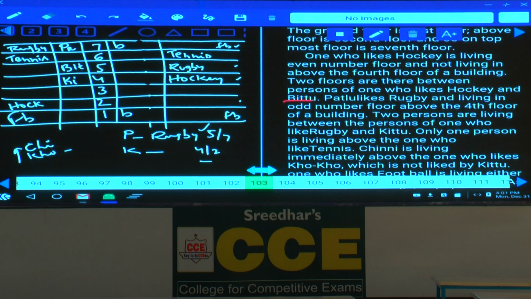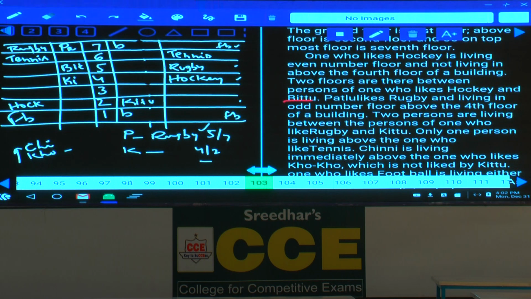One who likes hockey is living on an even number floor, and 2 floors are there between the one who likes hockey and Bittu. Patlu likes rugby and lives on an odd number floor above the 4th floor, and 2 persons are living between the one who likes rugby and Kittu. Now, rugby and Kittu, how many persons are there? There are 2 persons in between. Then Kittu must be on the 2nd floor, isn't it?